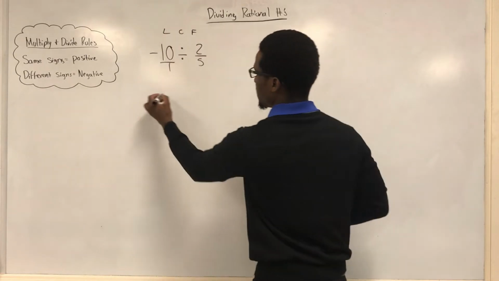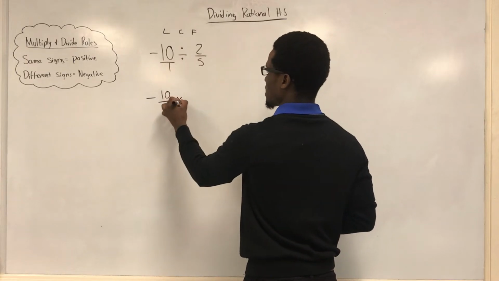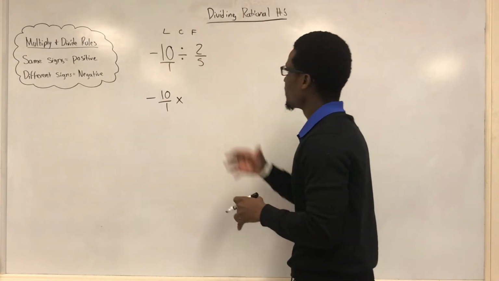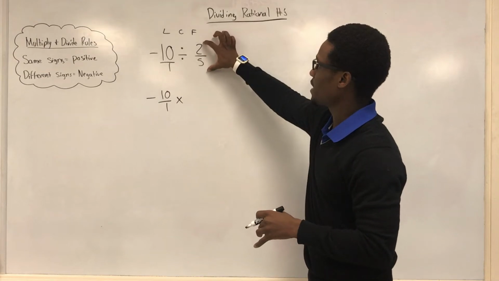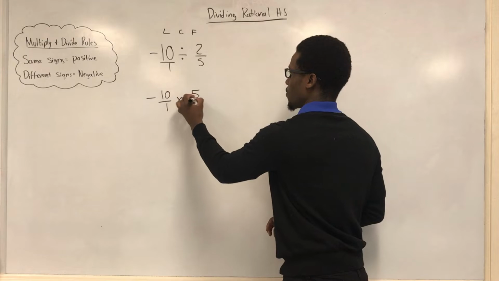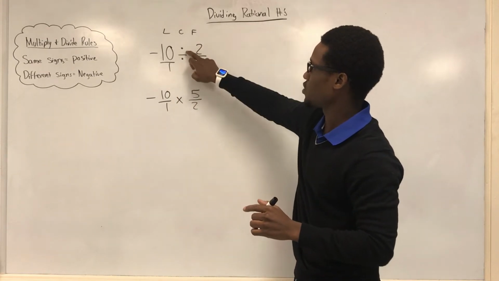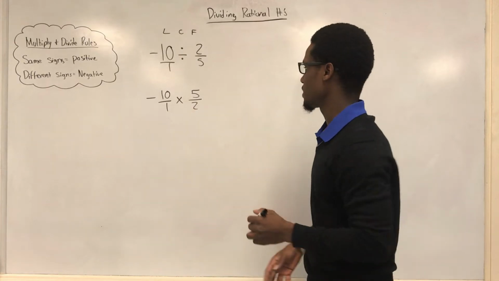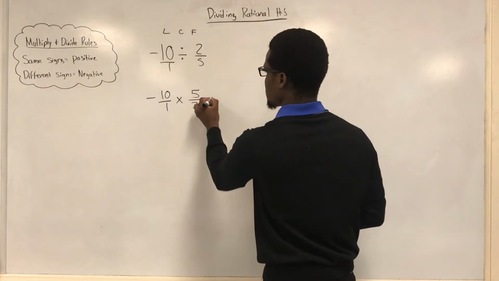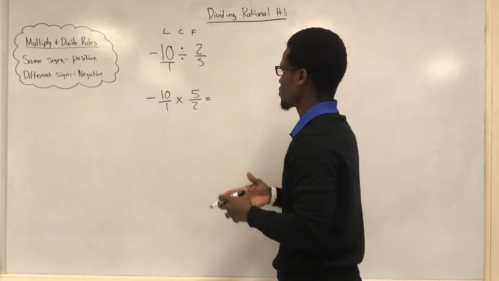Okay? So I'm going to leave my first number, 10/1. I'm going to change the division sign into a multiplication sign. Now after, I'm going to go ahead and take the reciprocal of 2/5, which is 5/2. So all I've done was just flip this piece and then turn this division into a multiplication sign. Okay? Now it's a multiplication problem, so I'll just follow my multiplication rules.